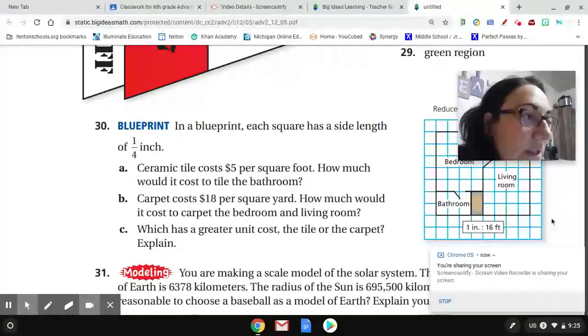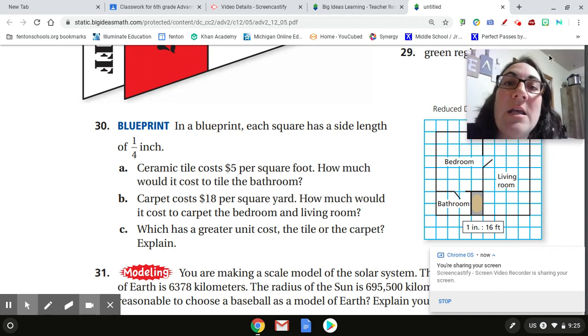So we are going to take a look at a problem involving looking at blueprints and using a scale to find out some real world problems. Something that your parents probably have done when they're trying to calculate how much they're going to spend or need for tile or carpet, or even how much paint you need to make sure you cover all four walls or two walls or whatever it may be.